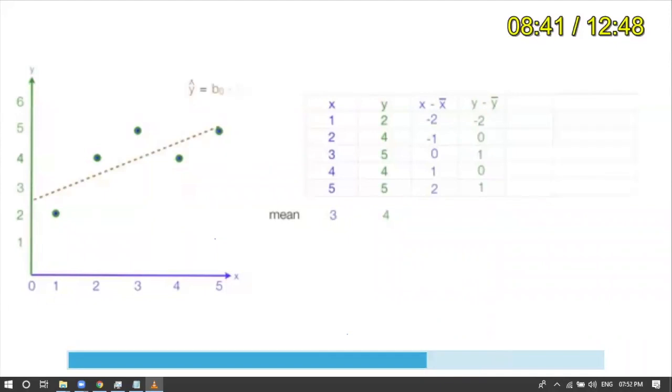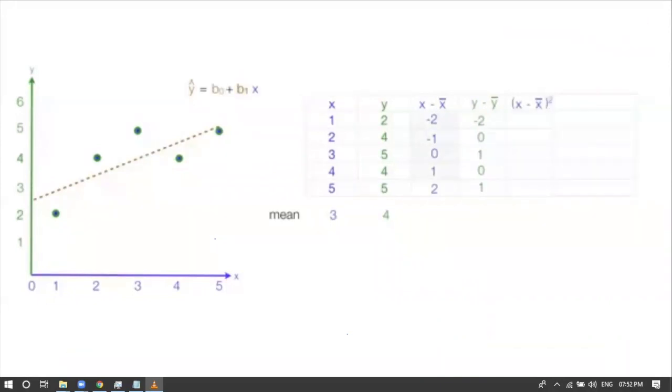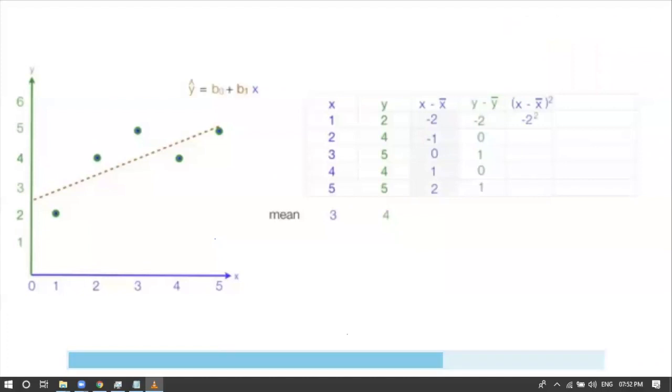Now what we're going to find again is x minus x naught whole square. You just need to take this line and square it. So minus 2 square is going to be 4. Minus 1 square, 1. 0 square, 0. 1 square, 1. 2 square, 4.